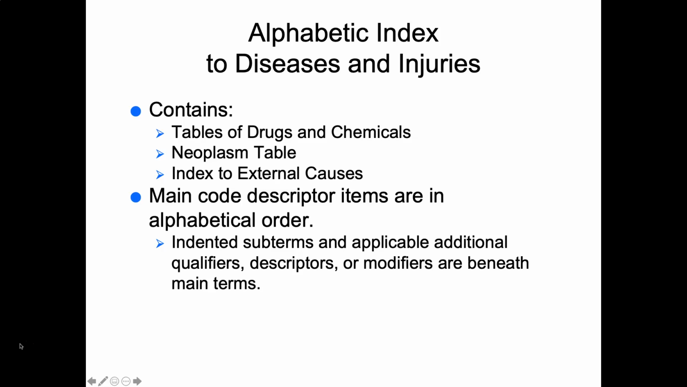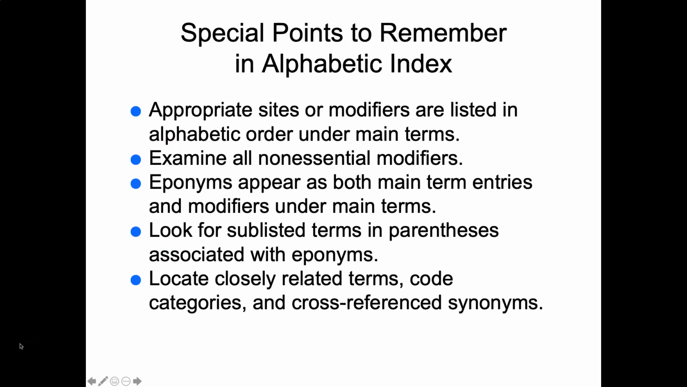So the alphabetic index contains the tables of drugs and chemicals, the neoplasm table, and the index to external causes. The main code descriptor items are in alphabetical order. And again, just please go watch the other video because I'll walk you right through it and show you how to do it. You can read through this information, but I don't think it'll make sense until you're actually in and working in ICD-10. But you still need to know it for your test, I suppose.